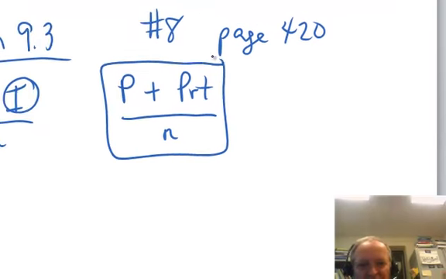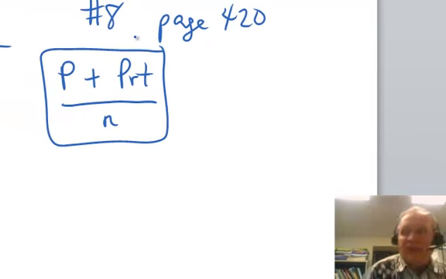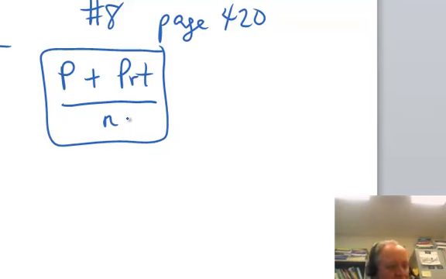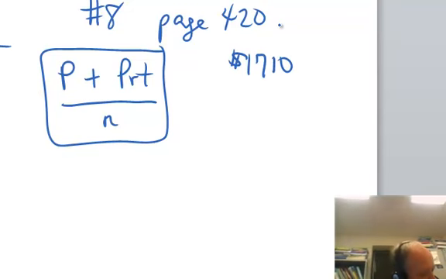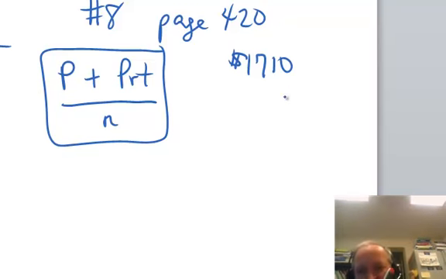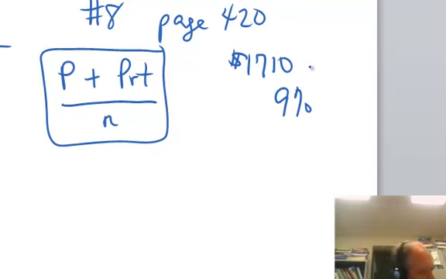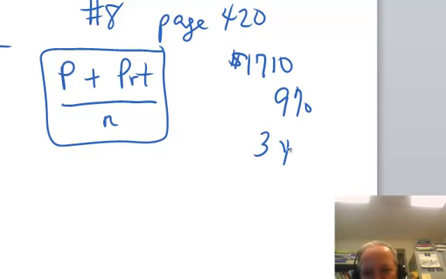So the actual formula you'll end up looking at in these exercises 5, 6, 7, 8, 9, 10, 11, 12 will be this one right here: P plus PRT divided by N, and you have to be careful how you put this on the calculator. In number 8, they've given you the numbers: 1,710 for the amount of the loan, the interest rate is 9%, and the time is 3 years.